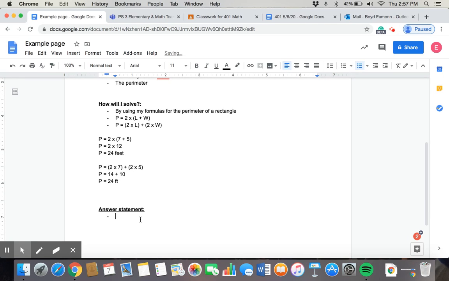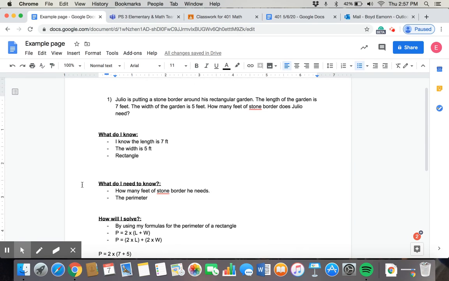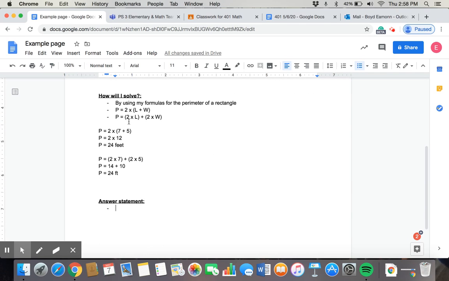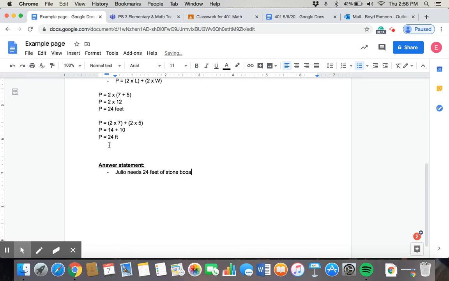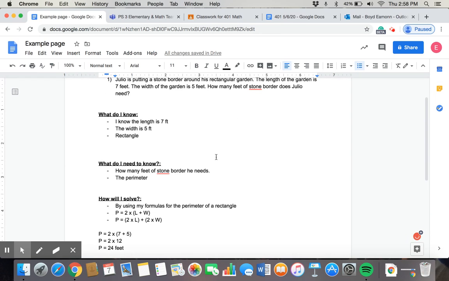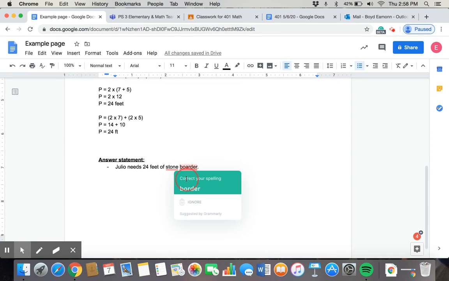Now let me go down to my answer statement. I need to look at my question again before I can write my answer statement, so I'm going to scroll back up. My question was, how many feet of stone border does Julio need? So I will rewrite it as my answer statement: Julio needs 24 feet of stone border. Oops, sorry about the typo, guys. Of stone border. Oops, the wrong border. Of stone border. So he's using 24 feet of stone border.